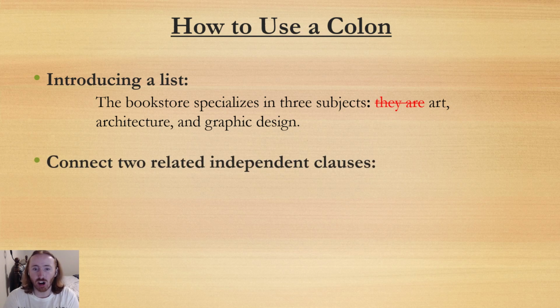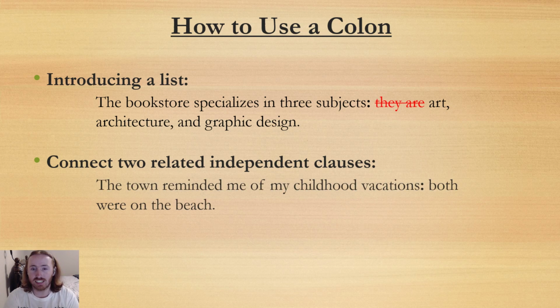The next way that a colon is used is to connect 2 related independent clauses. I apologize if that's really complicated because you don't know what these words mean, but independent means on its own. It doesn't need anything else to help it. And then a clause is basically a sentence. It's an idea, a thought. The example sentence I have is, the town reminded me of my childhood vacations: both were on the beach.